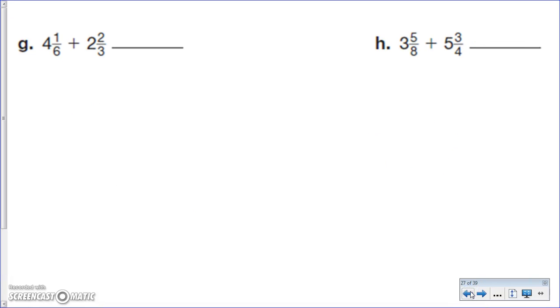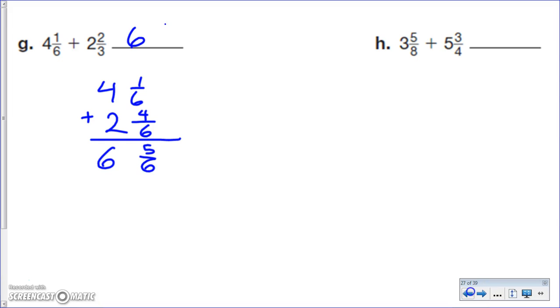For G, we have 4 1/6 plus 2 2/3. So the first thing we need to do is get a common denominator. So 2 2/3 is going to become 2 4/6. Then we're going to add 4 plus 2 is 6. 1/6 plus 4/6 is 5/6, which does not need to be simplified. So our complete answer is 6 5/6.